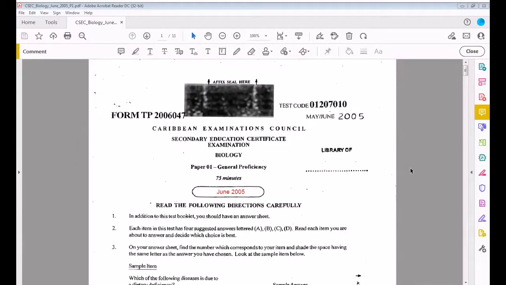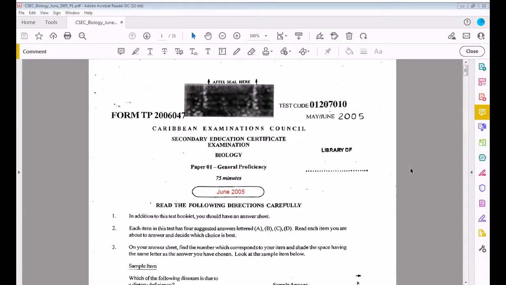So in this session, we'll be doing May, June 2005. Same advice from last videos. Try to finish within an hour. When you're doing your paper, you have an hour and 15. If you have that extra 15 minutes or even more, you could always go back and finish your answers. Make sure you answer everything.